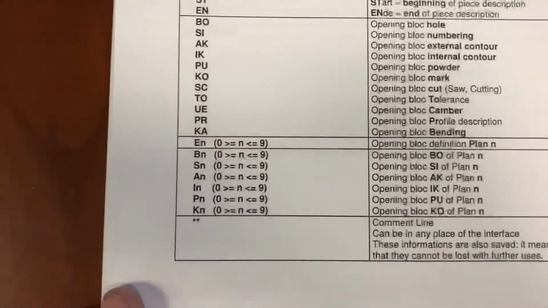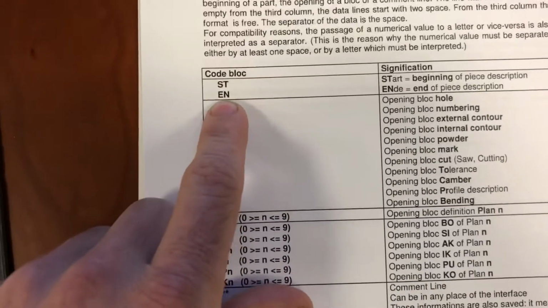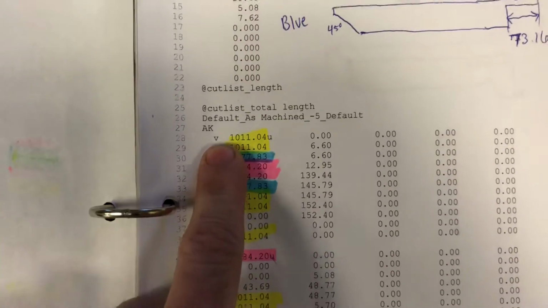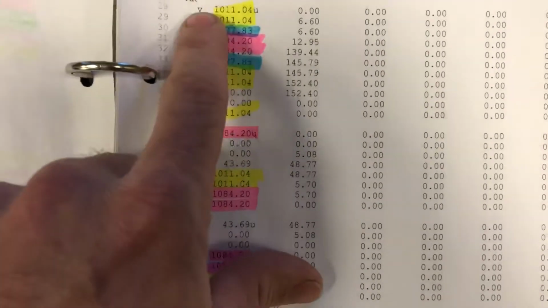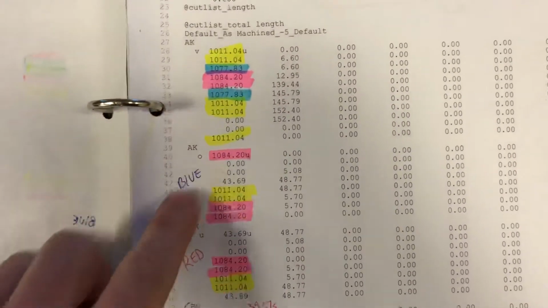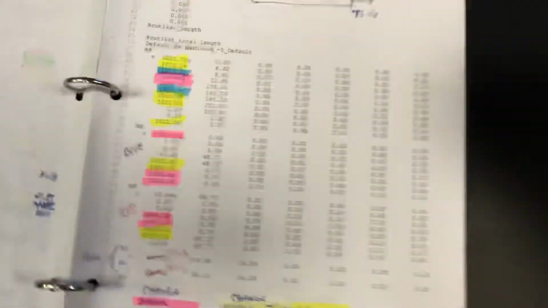So let me go back here. I'm not really sure where to start to explain this. So basically, you'll always have an ST and an EN in the code. Here's the ST, and here's the EN at the end. Now this one, AKV, describes the outer contour of the shape, and V, O, U, and there's an H, all describe a side of the material.